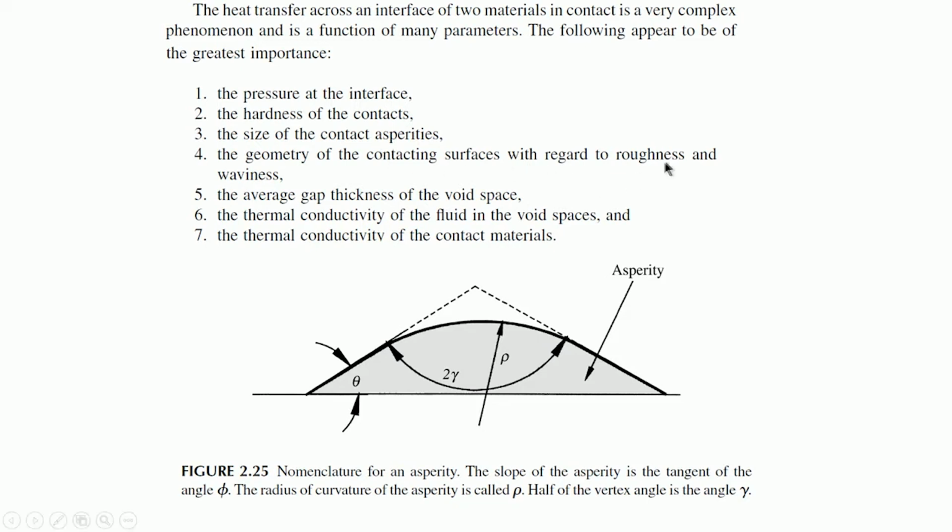Geometry of the contact surface with regard to roughness and waviness, average gap thickness of the void space, thermal conductivity of the fluid in the void spaces. Seen that, no? It is not air, it could be any conductive fluid, and thermal conductivity of the contact materials. So, if you consider the conductivity of the fluid and the contact materials, they have given here the radius of curvature, mentioned as rho, half of the vertex angle is the gamma. So, the next slide which I showed you earlier gives you lists of so many other things.